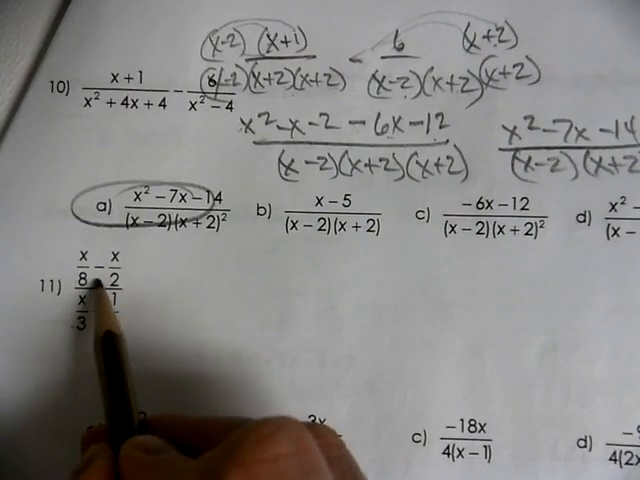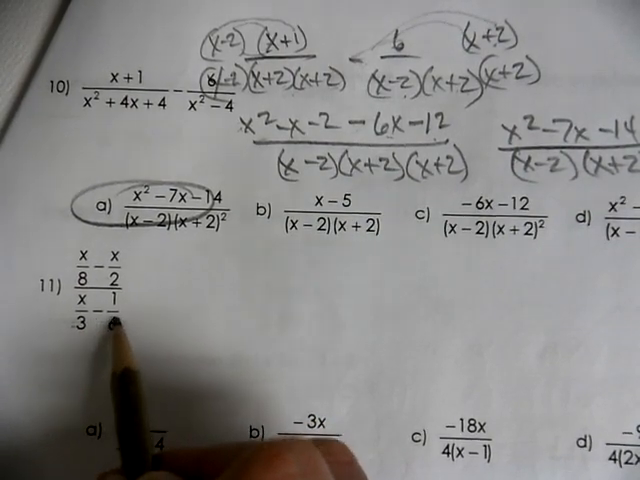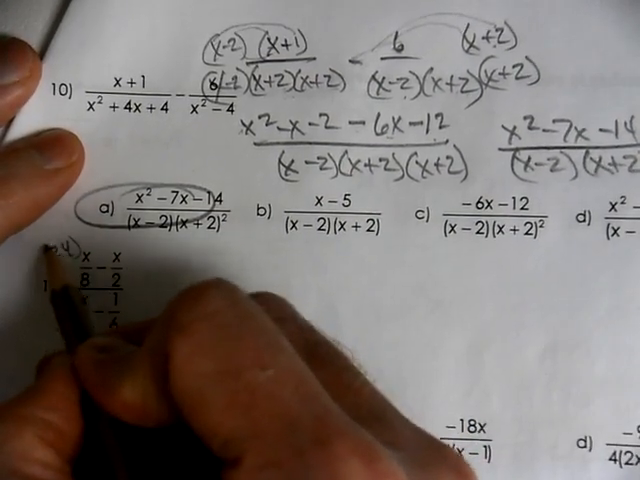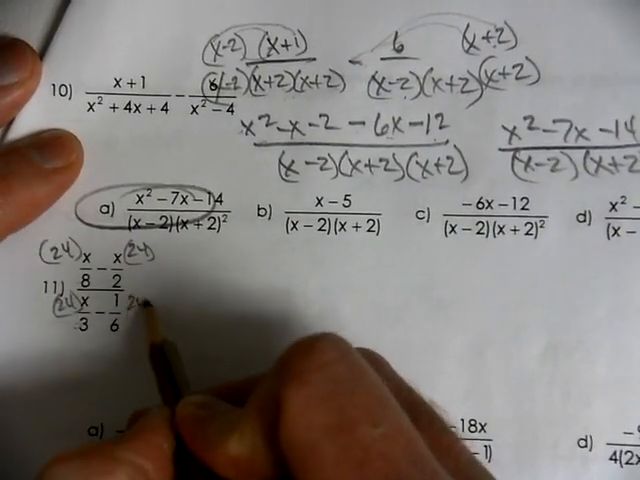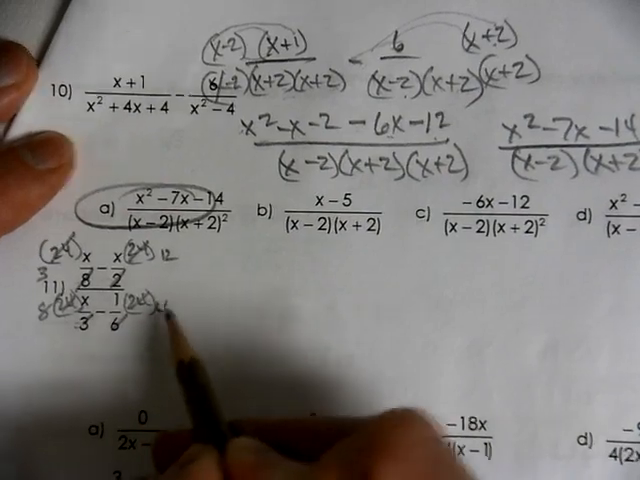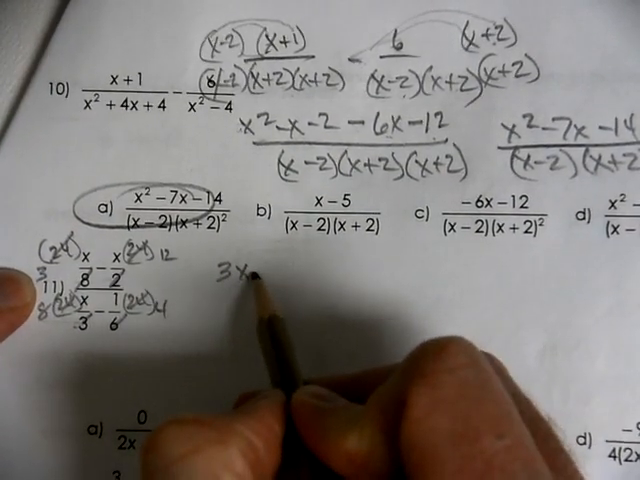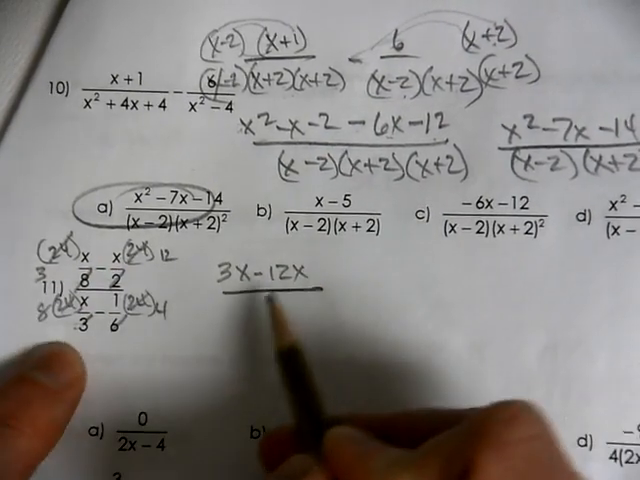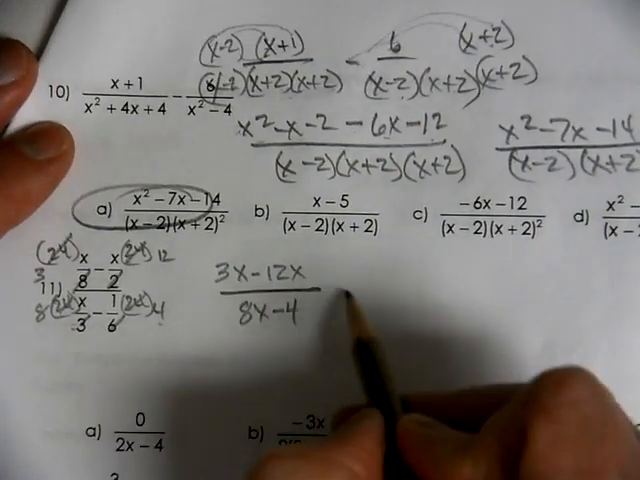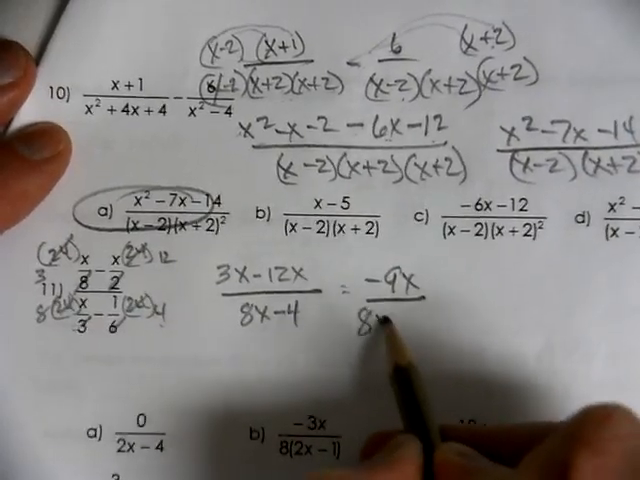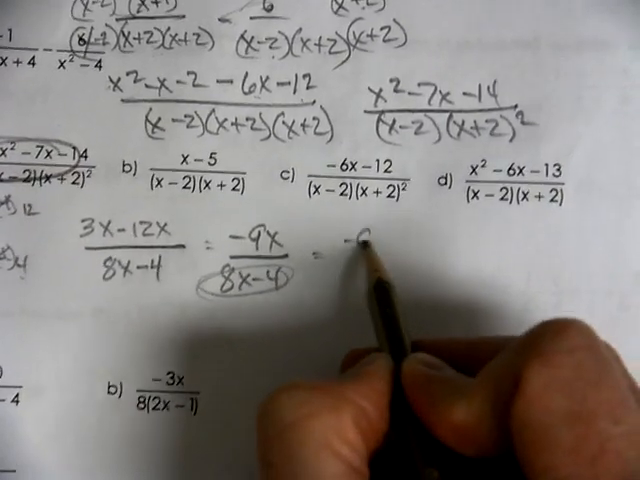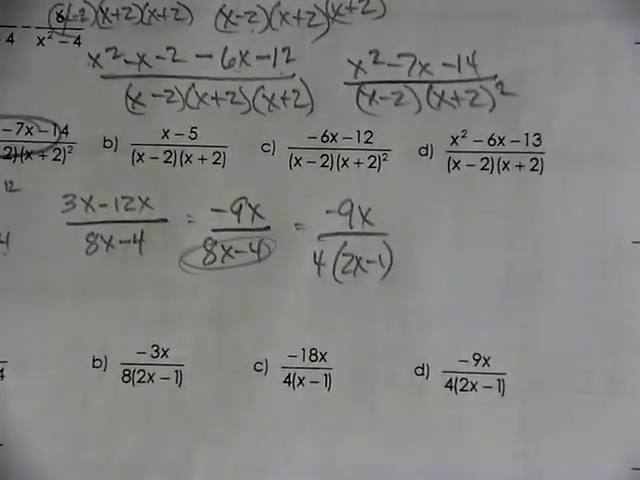Here we're going to look at our least common multiple. What's the smallest number all of these values, 6, 3, 2, and 8, all go into? So they would all go into 24. So I'm going to multiply the top of every one of these fractions by 24. And when I do that, I can reduce with the denominators. That's going to be 3 times x, which is 3x, minus 12x over 8x minus 4. So that leaves me with negative 9x over 8x minus 4. And it looks like we can still factor something out of here. Negative 9x over 2x minus 1. And there it is, letter D.